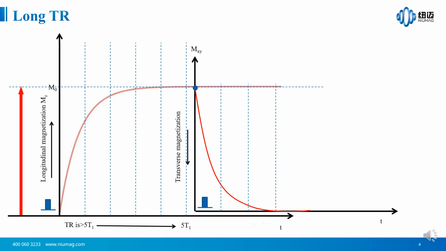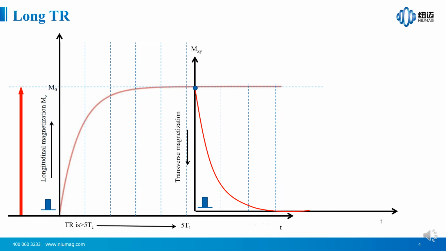Let's look at the recovery process of the magnetization vector corresponding to the long TR. This is the longitudinal magnetization vector before the first 90-degree pulse is applied. After this 90-degree pulse, the longitudinal magnetization vector is deflected by 90 degrees, and the Mz at this point is 0. The length of the TR determines how much Mz is recovered, and Mz is recovered exponentially.